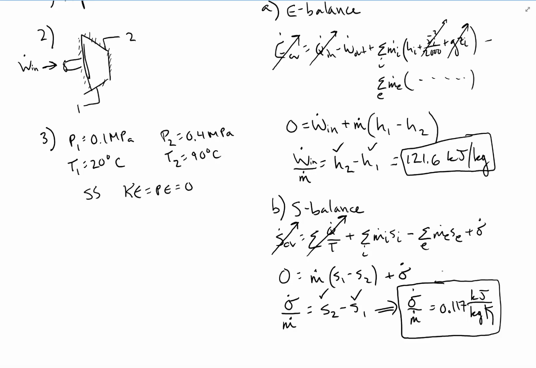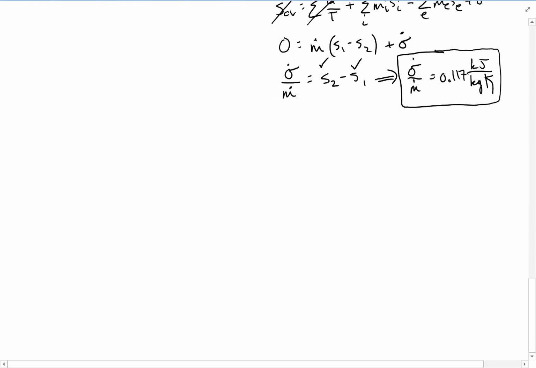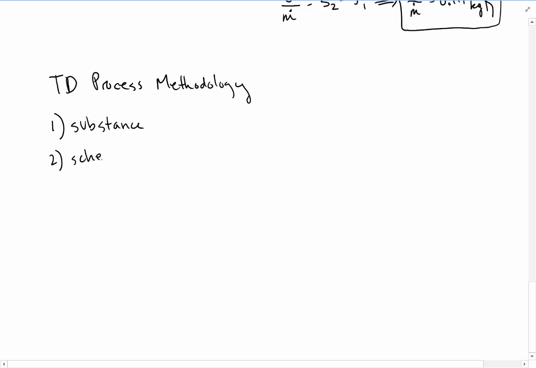We finished the problem. Having now finished that problem, let's walk through what we just did and build a new methodology that utilizes this new entropy balance tool. So our thermodynamic process problem methodology. We're going to just build on top of what we've done previously. So step 1, as always, is identify our substance because that determines the rules by which we find properties. Step 2 is to draw a schematic because that helps us visualize what's going on and make sure that we don't forget important things. Step 3 is to write down our properties and process because that's all the process information that we need to keep track of everything.